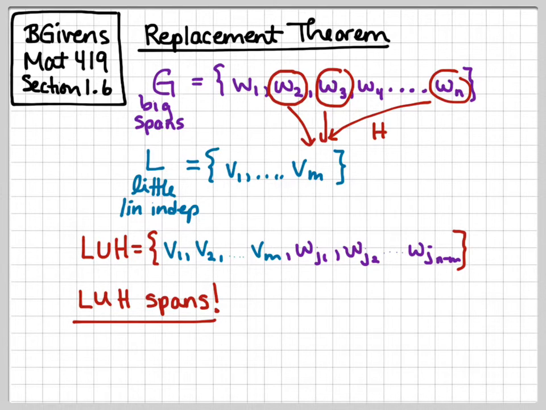Another way to think about it, instead of taking particular elements of G, like the ones I've circled, and putting them into L, I could think about it the other way. I could take the elements V1 to Vm, and take each one and replace some of the elements in G by some of the elements of L. So I'm replacing a few of them. That's why it's called the replacement theorem. I can either think of adding stuff from G to L, or replacing stuff in G by stuff in L.